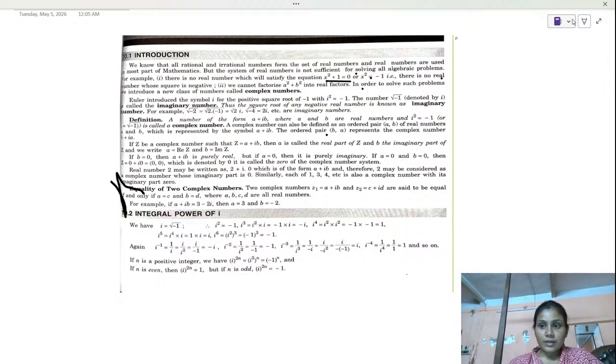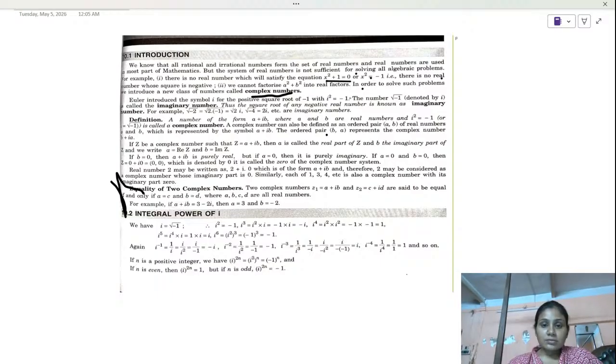So for that, what we have to do? You can't find out the value of square root of minus 1. So there will be a problem to solve this equation. So for that, we introduce a class of number, that is complex numbers.